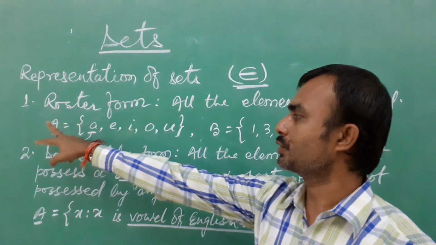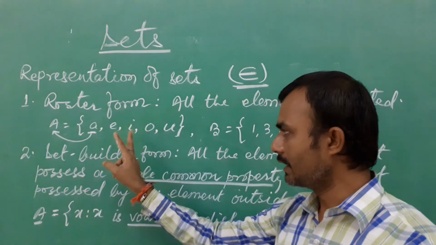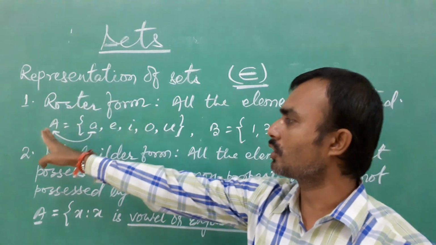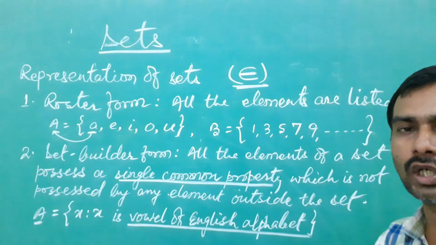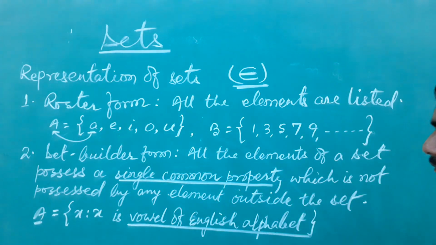Small a belongs to set A. Small e is an element of set A. Small i is a member of set A. Element, belongs to, or member, all things are the same. So we'll discuss with some more examples.